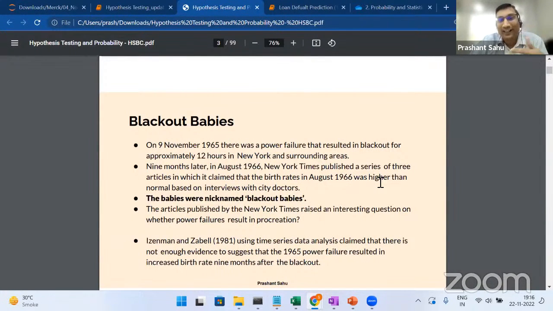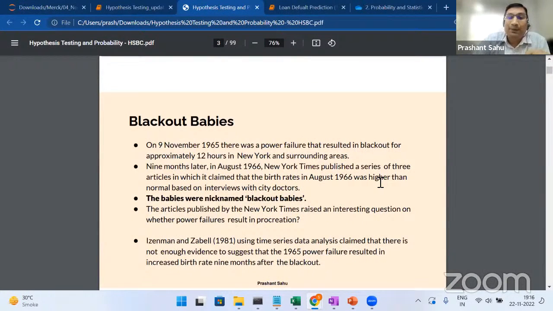So what they were indirectly trying to claim is people didn't have anything else to do than merrymaking in those 12 hours. And the result is increased birth rate exactly 9 months later. So everyone might be amused now, right? Yeah.